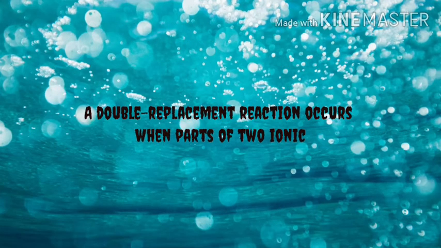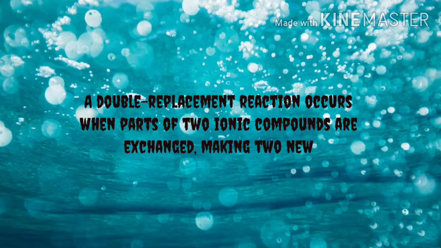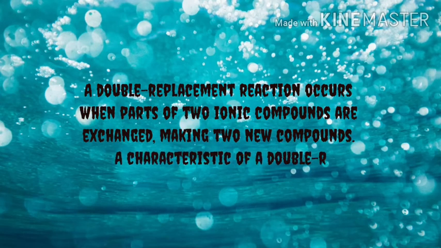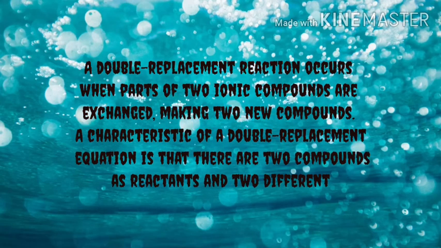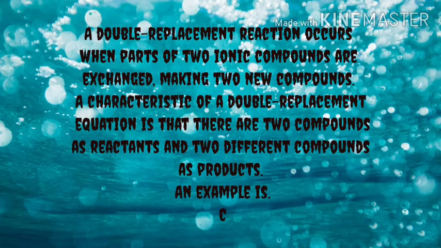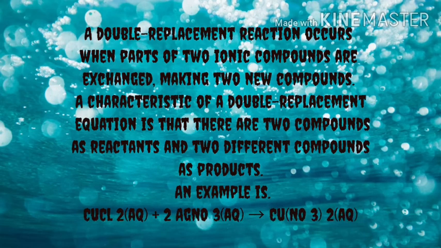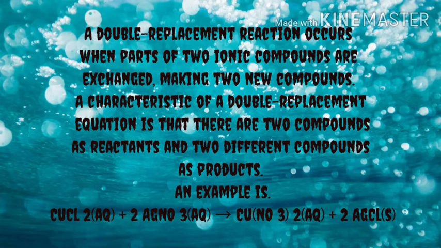A double displacement reaction occurs when the parts of ionic compounds are exchanged, making two new compounds. A characteristic of a double displacement equation is that there are two compounds as reactants and two different compounds as products. For example, CuCl2, which is aqueous, plus 2AgNO3 gives Cu(NO3)2, which is aqueous, plus 2AgCl, which is solid in state, as you can see on the screen right now.